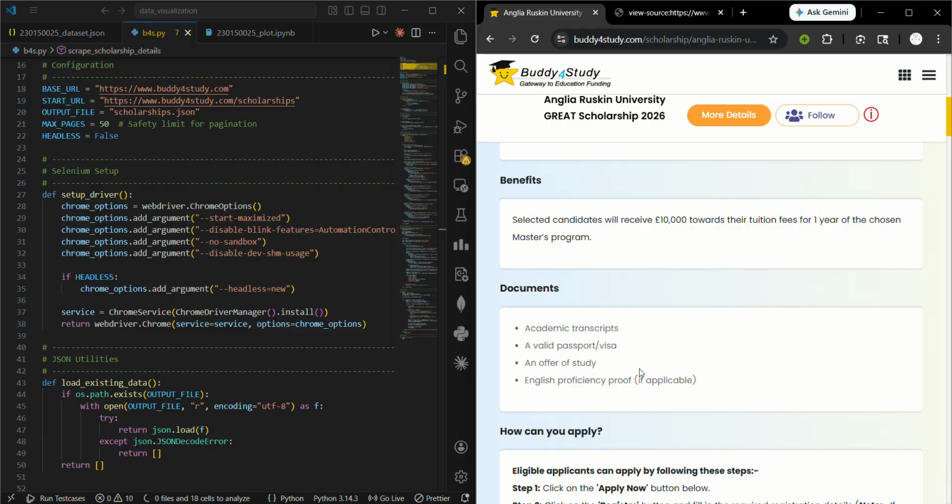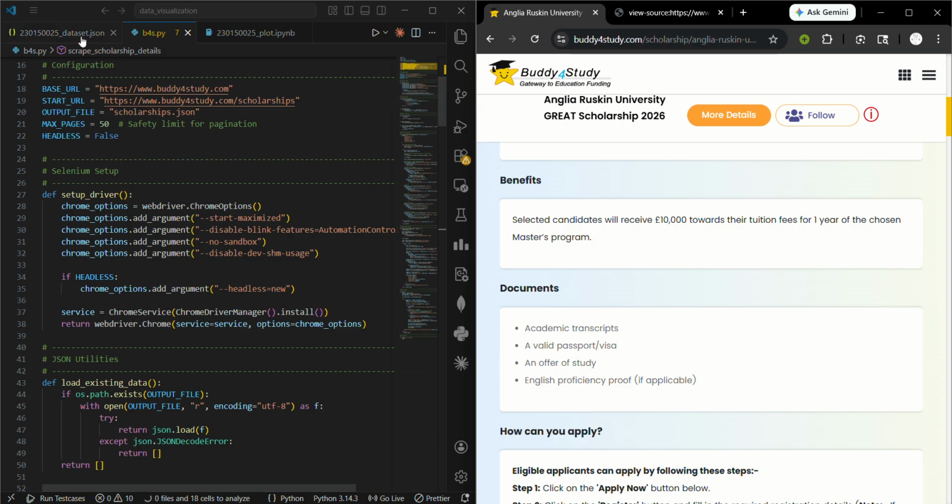For each scholarship card, basic information is extracted, and then the scraper visits individual scholarship pages to gather detailed information such as benefits, documents, and deadlines. Duplicate entries are avoided, and all records are continuously saved into a JSON file.